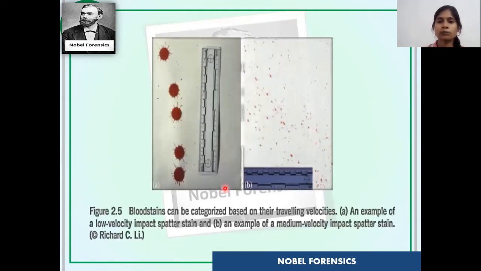Then you can see these images. The first one is because of medium force, and in the second image, it is because of high force. So you can see the difference between these two images and these two blood drops. With medium force, the blood stain size is larger than the high force blood stains, and in case of high force, there is a large number of blood stains of very small size. So this is about the force.